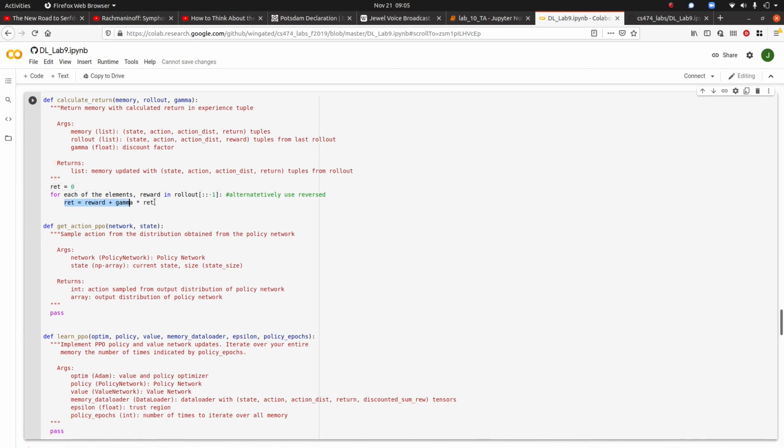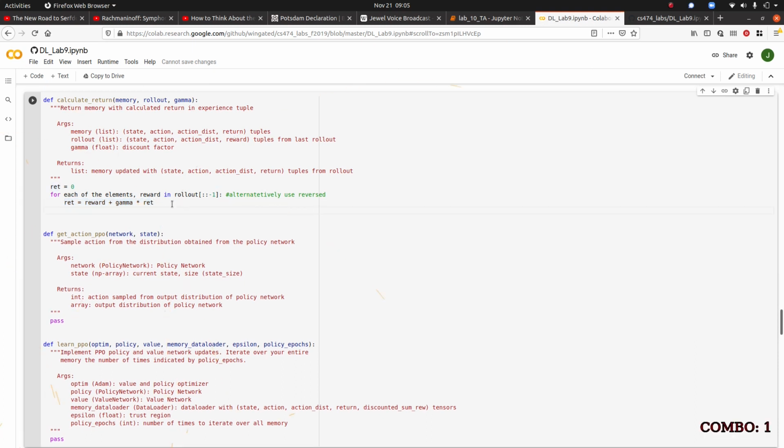Now this equation is true going backwards through the list. And then again, memory dot append all the stuff plus the return.